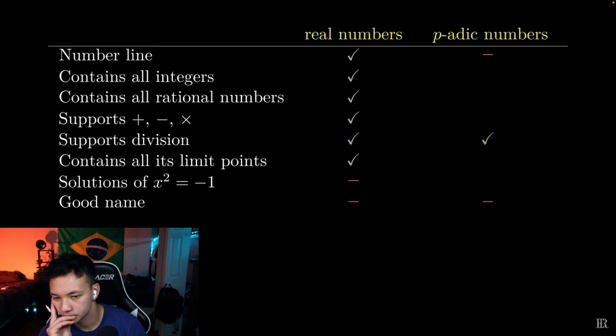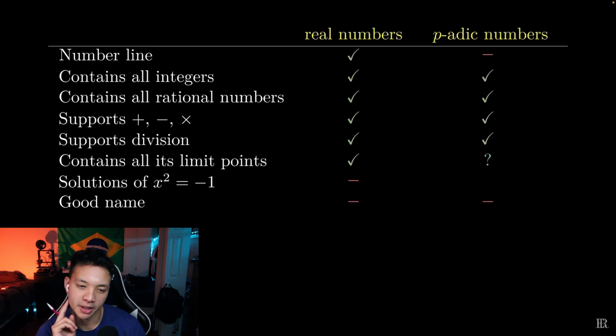But on the bright side, they contain all integers. They support addition, subtraction, and multiplication, and since p is a prime number, they also support division. Since they support division and contain all integers, they also contain all rational numbers. What about their limit points? Are there any holes in the p-adic numbers?